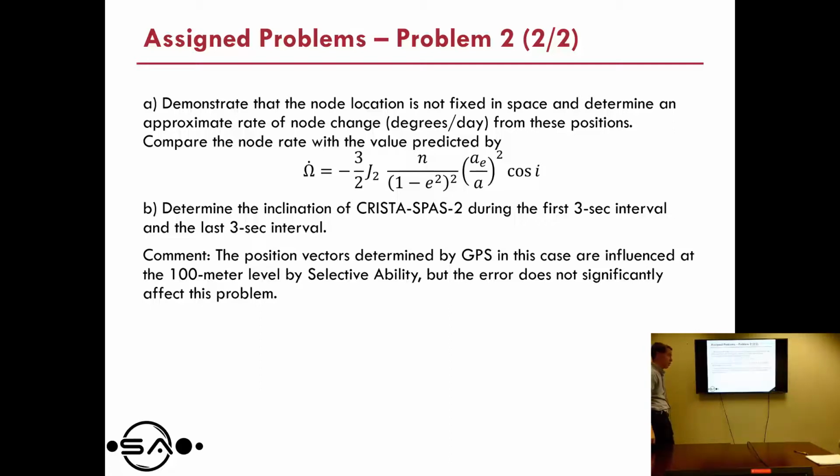I believe 2.3.31 is the equation. Then you're going to determine the inclination during the first 3-second interval and the last 3-second interval of those position coordinates given to you. Remember, the position vectors determined by GPS are influenced at the 100-meter level by selective availability, but the error is not going to significantly affect this problem.